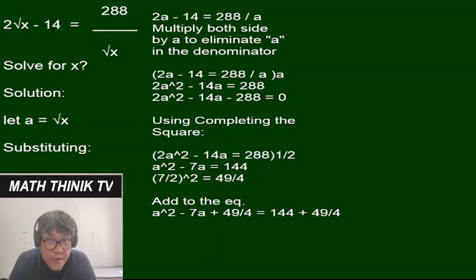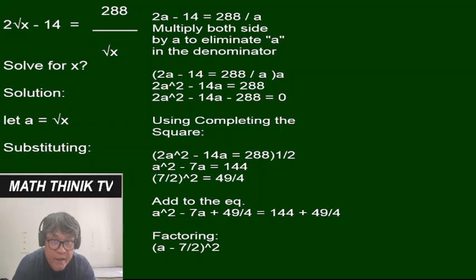Okay guys. So as you can see now, the trinomial a squared minus 7a plus 49 over 4 is a perfect square. No? So we need to factor this one. So the next thing is factoring. So a square minus 7a plus 49 over 4, that is a perfect square. Ang factoring niya is a minus, take the square root of 49 over 4. That will be 7 over 2. Square root of 49, 7. Square root of 4 is 2. So 7 over 2. And then you take this one, the square, right? That is the factoring of a perfect square.